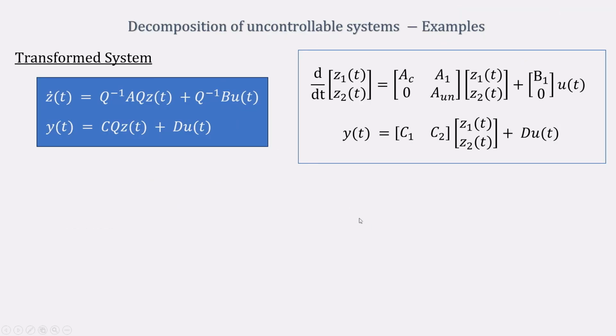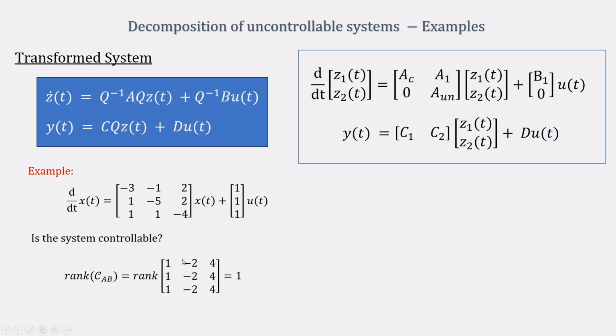So, let us look at another example where we will see how to decompose an uncontrollable system. Suppose this is the system that we have, this is the matrix that we have, and we are asking first whether the system is controllable. We can see that the system will turn out to be uncontrollable, and not only that, the rank of the controllability matrix is 1, which means R equal to 1.